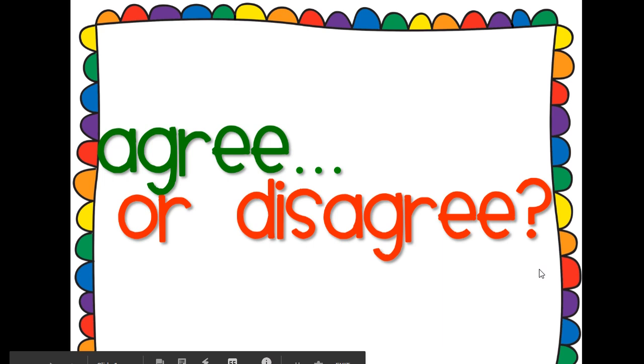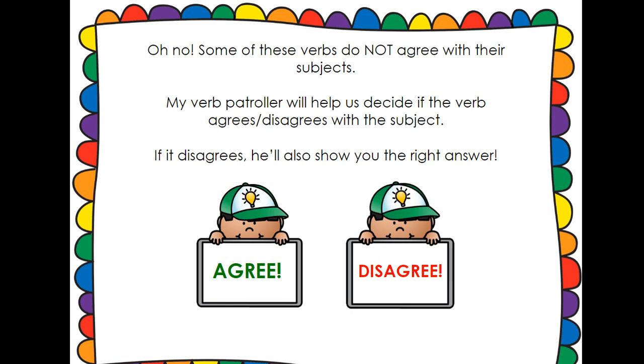It says agree or disagree. Some of these subjects and verbs are not going to agree, so that means they will disagree. Oh no, some of these verbs do not agree with their subjects. My verb patroller will help us decide if the verb agrees or disagrees with the subject. If it disagrees, he'll also show you the right answer. So remember, the verb is the action and the subject is the person or thing doing the action.